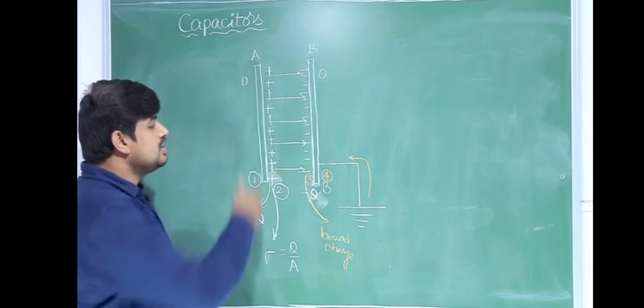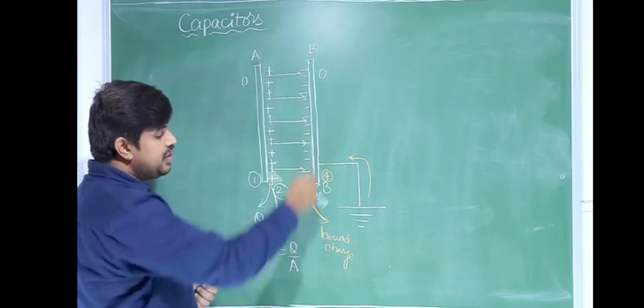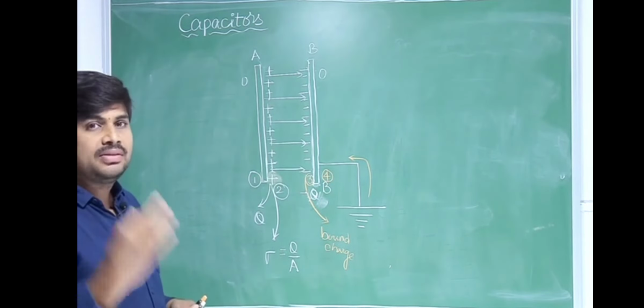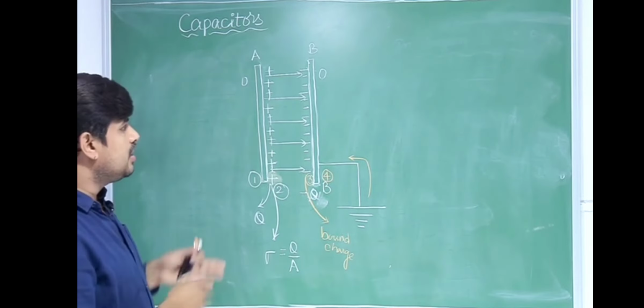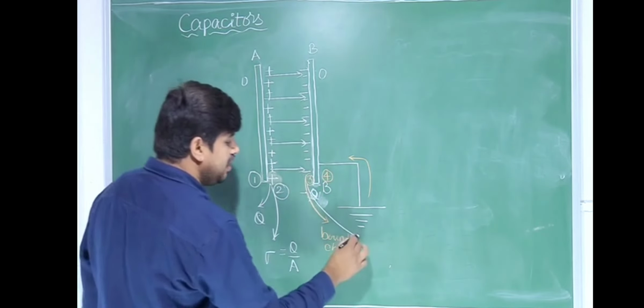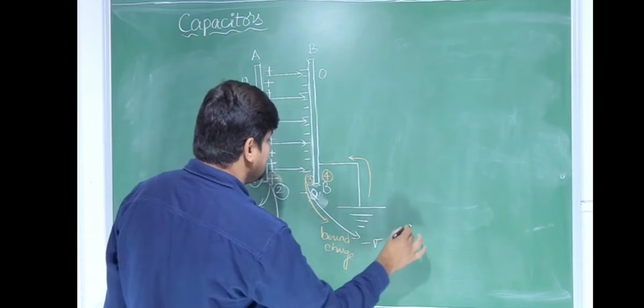So what is the total charge on the second surface of A? Q. On surface B, minus q. On surface 3 of B, minus q. Okay, so in this manner charge will be there. And here the charge density on surface 3, if you observe, is minus sigma, which equals minus q by A.